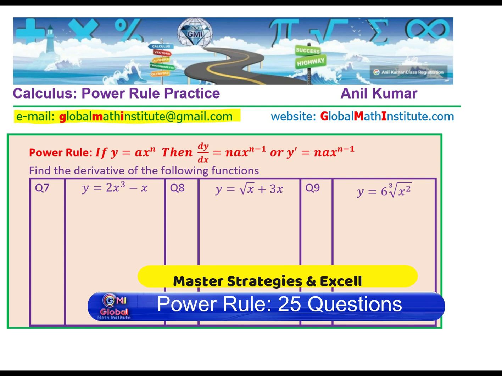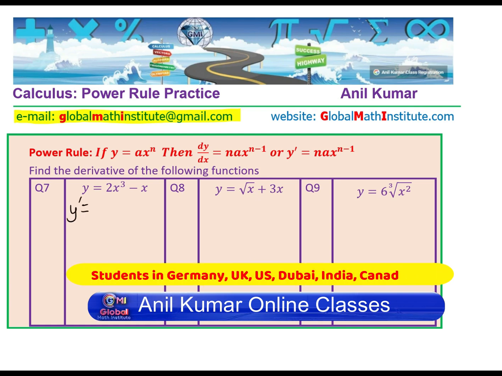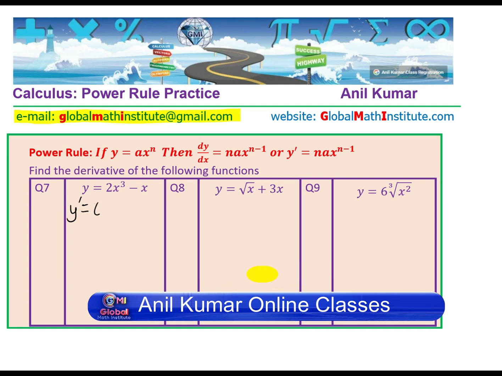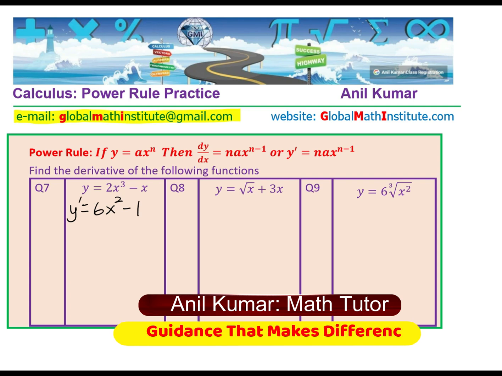Now let's get to the second set of questions, where we have y equals 2x cubed minus x. So we have a function with more than one term. Well, the derivative now is what? We'll apply the sum and difference rule, right, with the power rule. So the derivative of 2x cubed will be 6x squared, and the derivative of x is 1, so minus x will be minus 1. That becomes our answer for the first case.